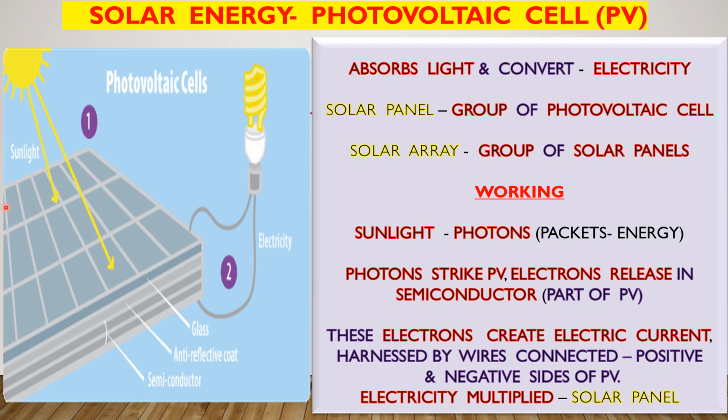cell. So each unit generates a small amount of current, which is then multiplied as a group of photovoltaic cells in a solar panel. Thus, a solar panel is one in which the electricity is multiplied and a large amount of electricity is obtained. And a group of solar panels is the solar array, from which we get a larger amount of electric current than from the solar panel.